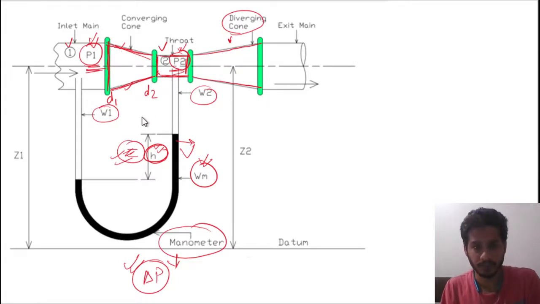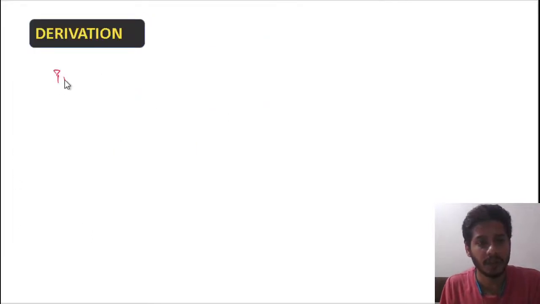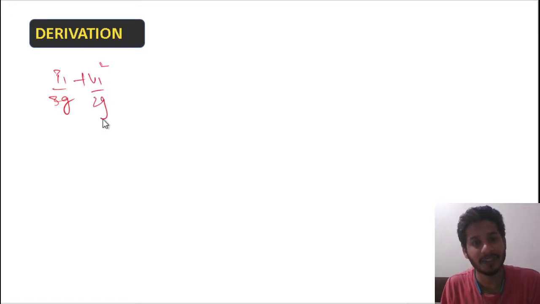So we will be applying the Bernoulli equation at section 1 and section 2. Let's start. P1 upon rho g. Again the same equation. Remember this equation by heart. P2 upon rho g.